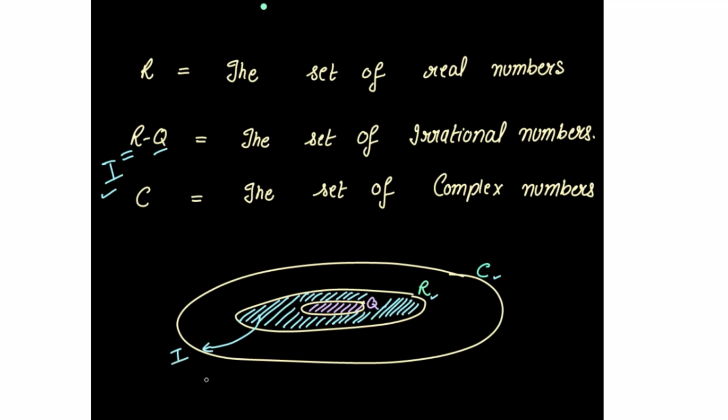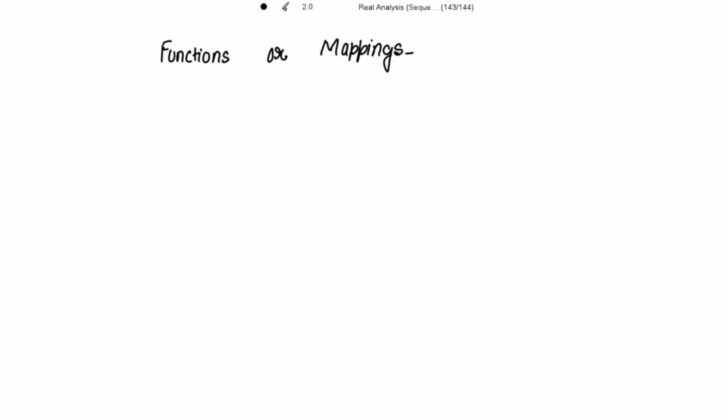So we can write that the set of natural numbers is a subset of the set of integers, and the set of integers is a subset of the set of rational numbers, and the set of rational numbers or irrational numbers is a subset of the set of the real numbers, and the set of the real numbers is further a subset of the set of the complex numbers. So the set of complex numbers is the biggest set, right? Okay. So now let's move on to the definitions of functions or mappings.